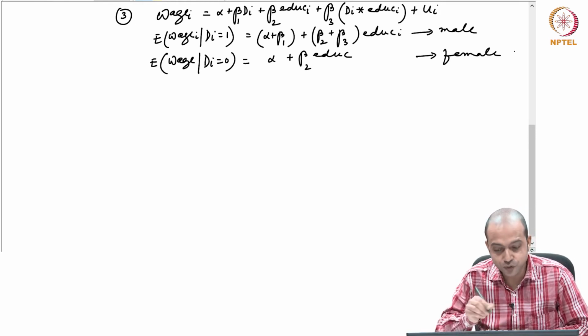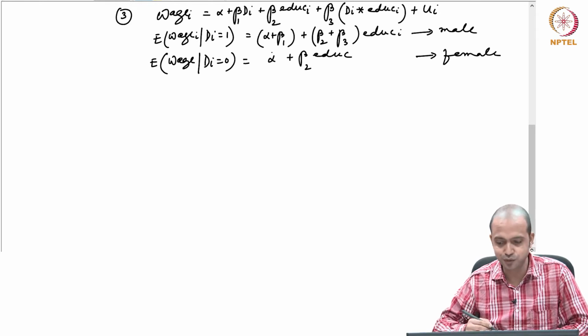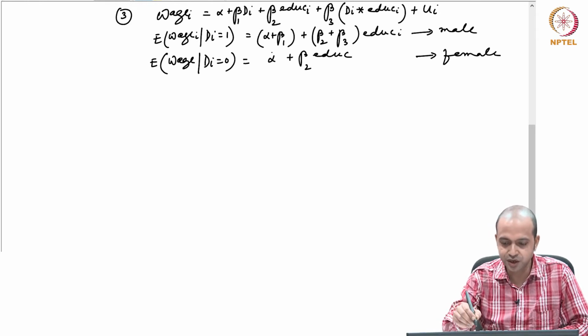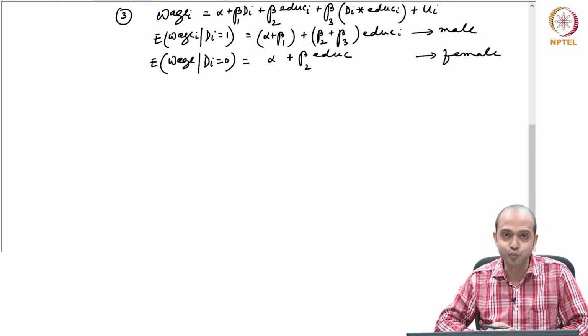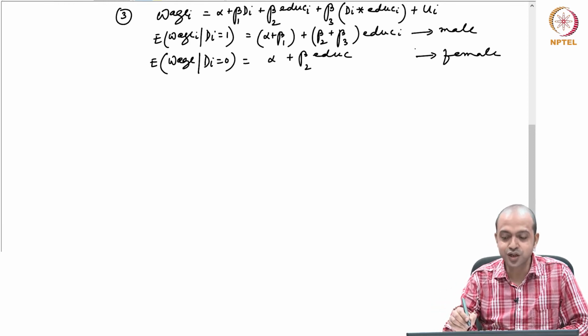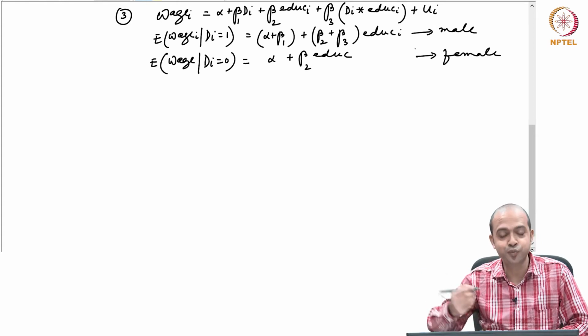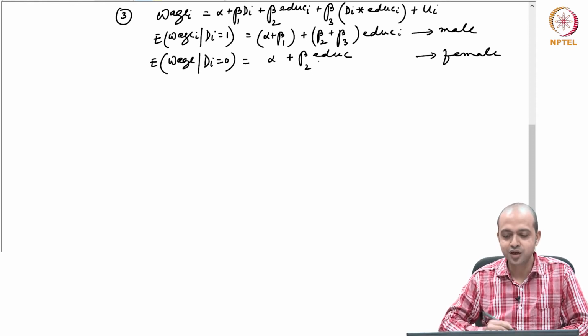So, from this we can say that beta 1 still indicates the differential intercept, but here beta 3 indicates the differential slope as well. That means for 1 extra year of schooling or education, while male workers enjoy beta 2 plus beta 3 amount of increment, female workers enjoy only beta 2 amount, because the slope of the female workers is only beta 2.